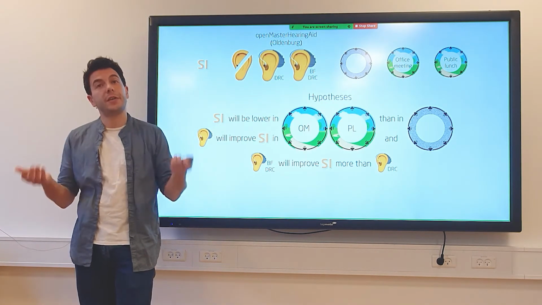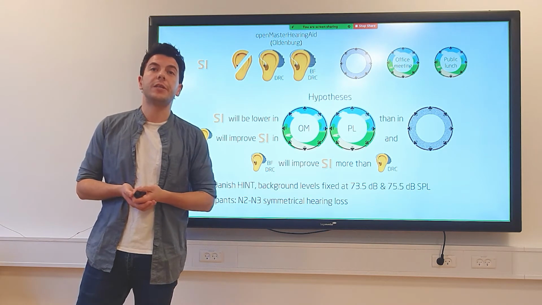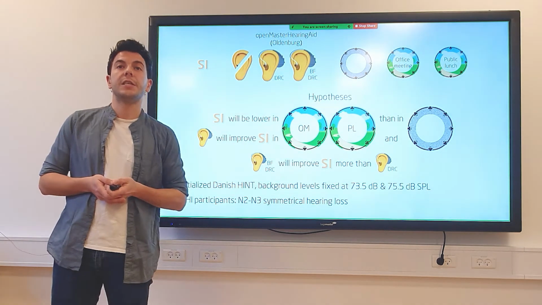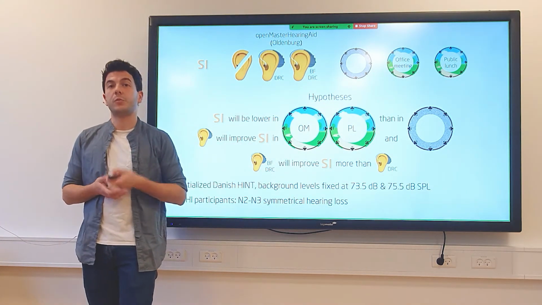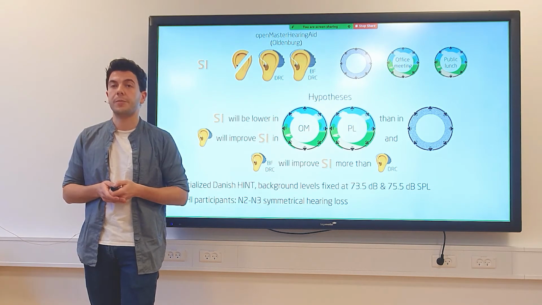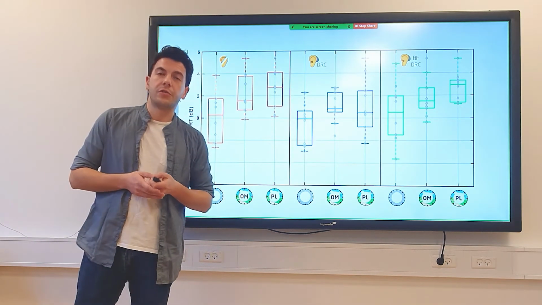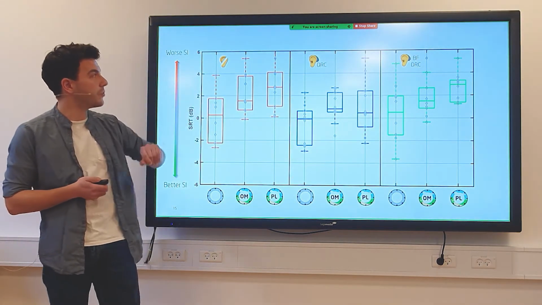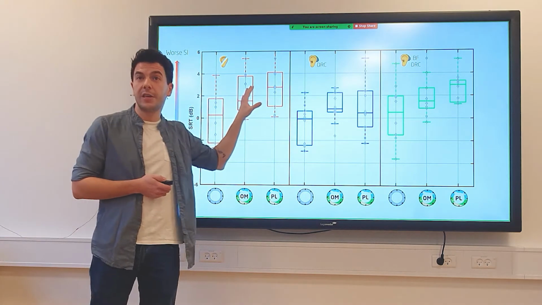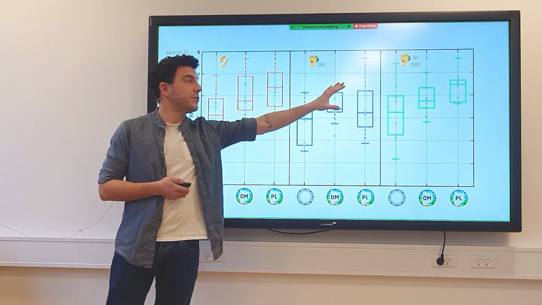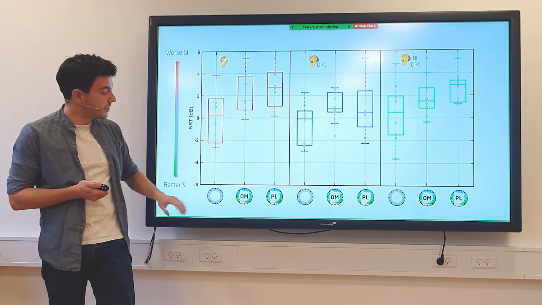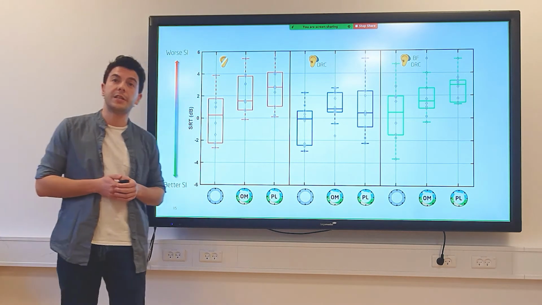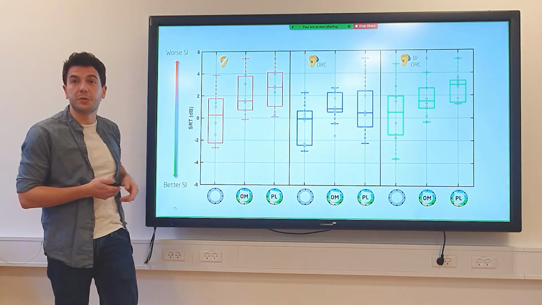For this experiment, we again used the Spatialized Hearing in Noise Test, the Danish one, with background levels now fixed at 2 levels measured in the 2 real-world VSEs. And we had 10 hearing impaired participants with a similar hearing loss to the first experiment. The results for this experiment are plotted in a much similar way to the first experiment. Again, you have 3 panels representing the 3 different strategies: unaided, hearing aid strategy 1 and 2. On the x-axis you have the different noise conditions, artificial noise and the 2 different realistic VSEs, and on the y-axis you have speech perception thresholds.